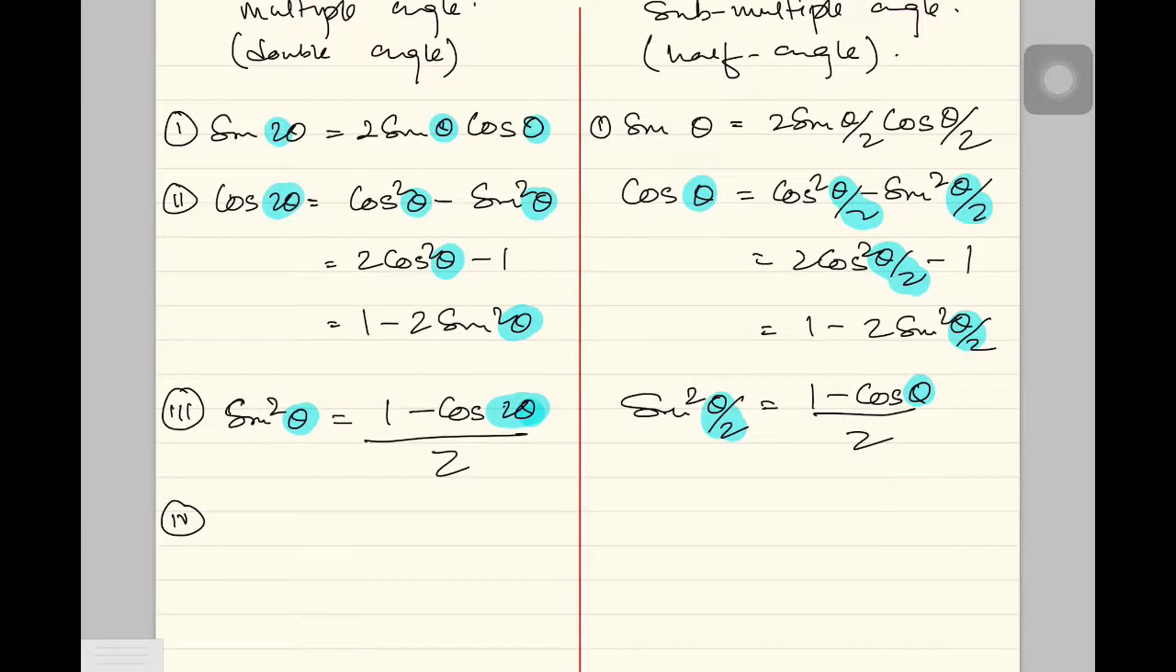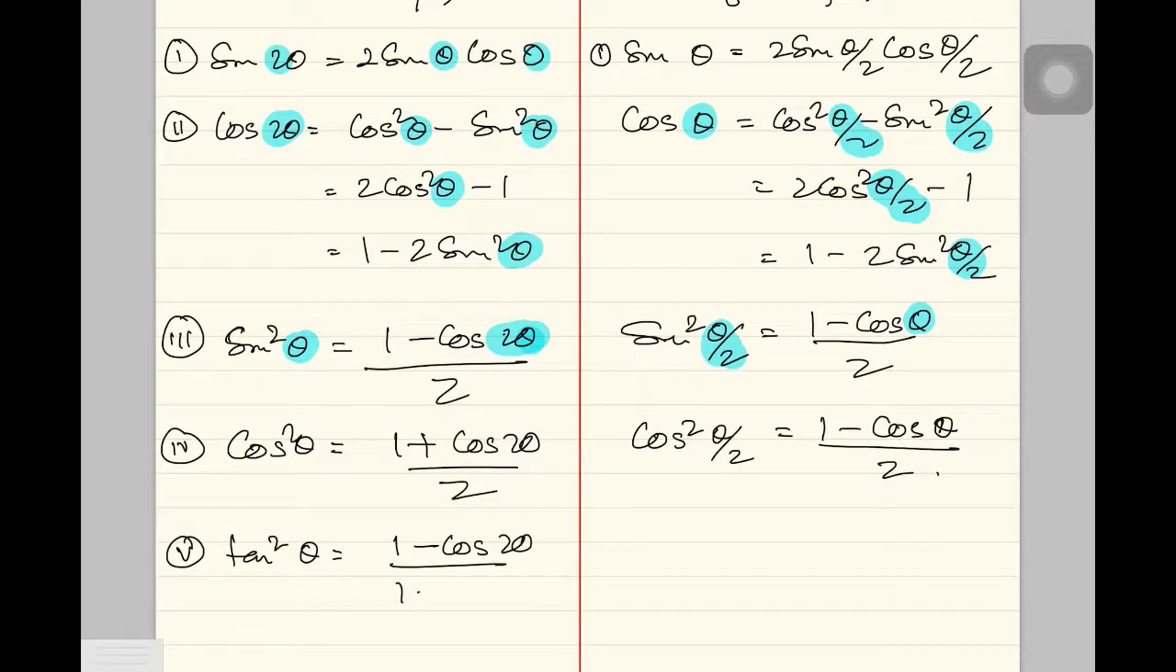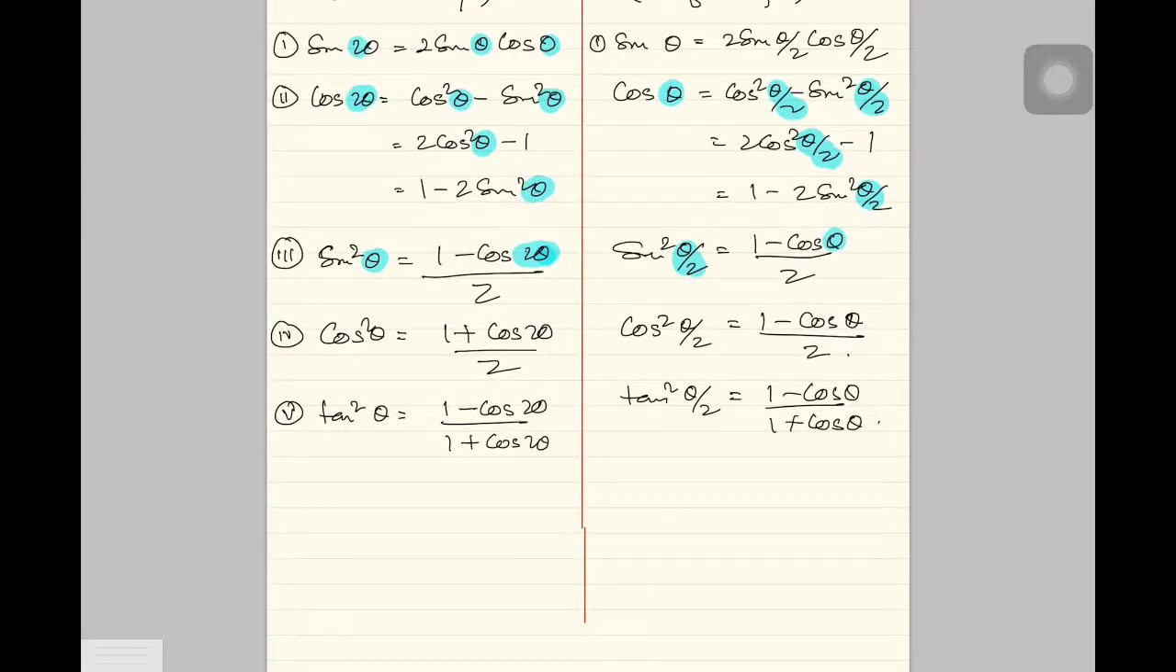Then the fourth one would be cos square theta equals 1 plus cos 2 theta divided by 2. That's the normal formula. How to make it half? Cos square theta by 2, half the angle, and then you'll get 1 plus cos theta divided by 2. Similarly, the fifth one, tan square theta will be 1 minus cos 2 theta divided by 1 plus cos 2 theta. And if you half it, you'll get tan square theta by 2 equals 1 minus cos theta divided by 1 plus cos theta. So this is how you make a normal angle into a half angle.